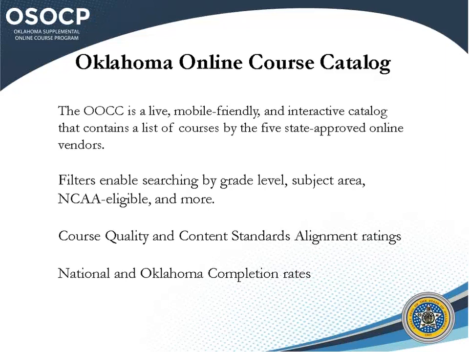There are filters that you can apply in the catalog so that you can see, for instance, is this course NCAA eligible? You can see what the subject level is, what the grade level is, and you can also see easily what the quality standards are and what their scores were. Soon we will be adding to the course catalog national completion rates and Oklahoma completion rates. So when you're selecting a vendor or selecting a course, you can readily see what is the success rate for this particular course.